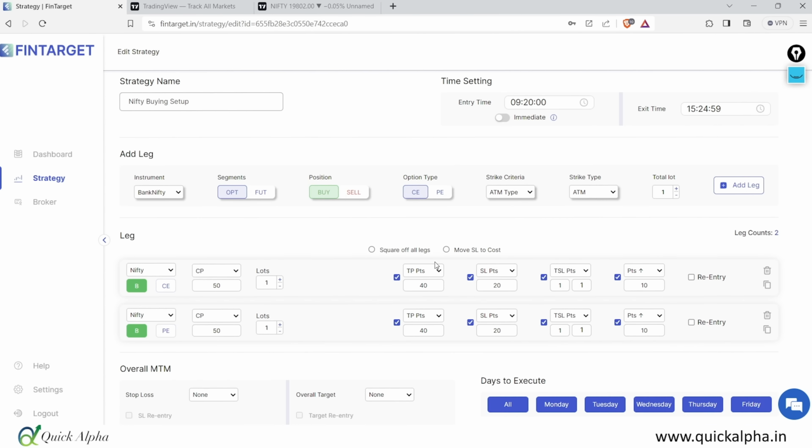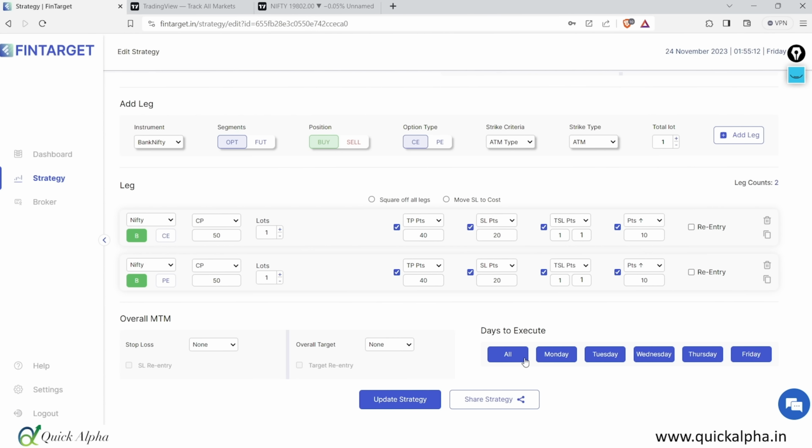So one very important thing which we forgot is we are not going to execute it on all days. Rather, we are only executing it on Wednesdays and Thursday. So this is something which I forgot to change.